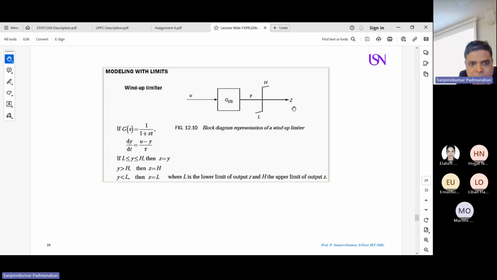the desired output Z. For example, if your y is greater than H, the Z is going to be H. If y is less than L, your Z is going to be L. So this is the way we fix the limiter required outputs.